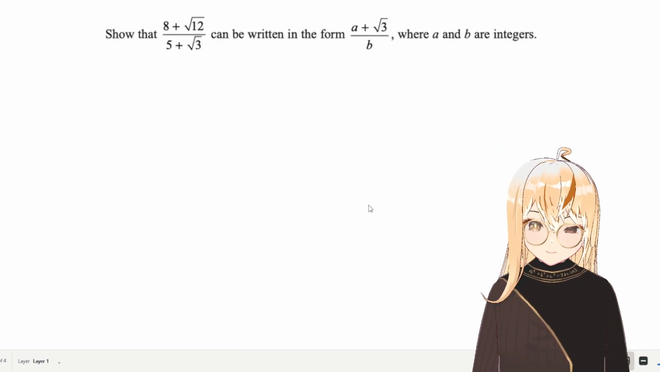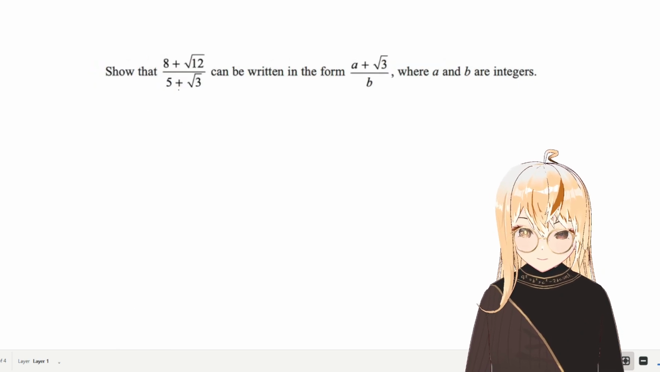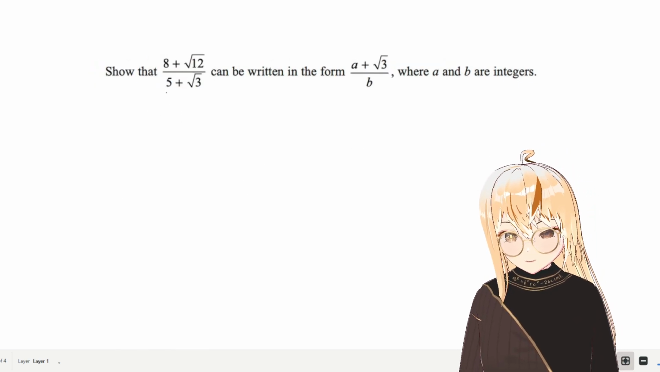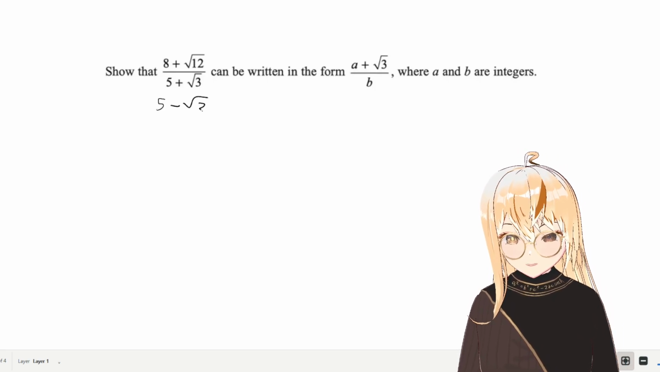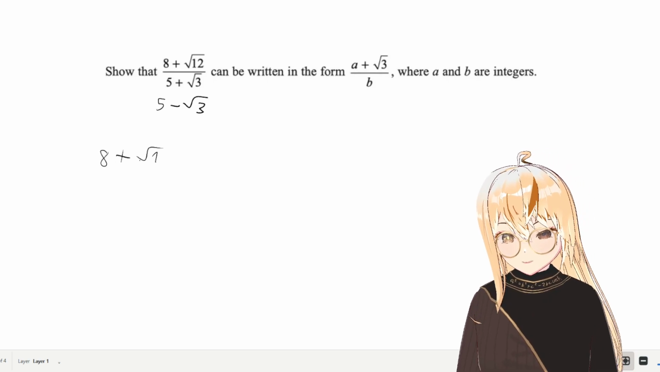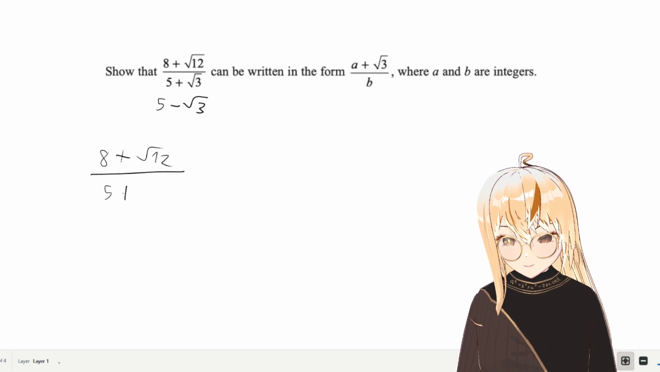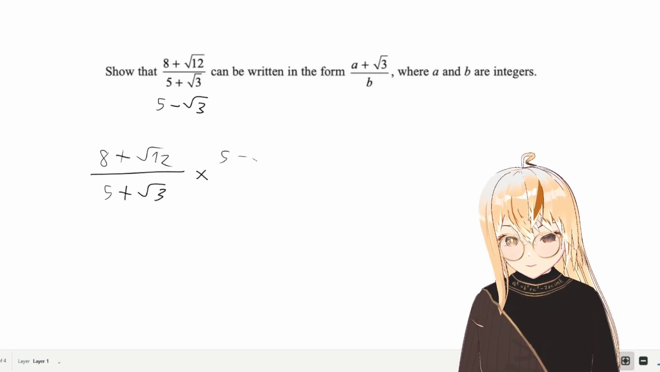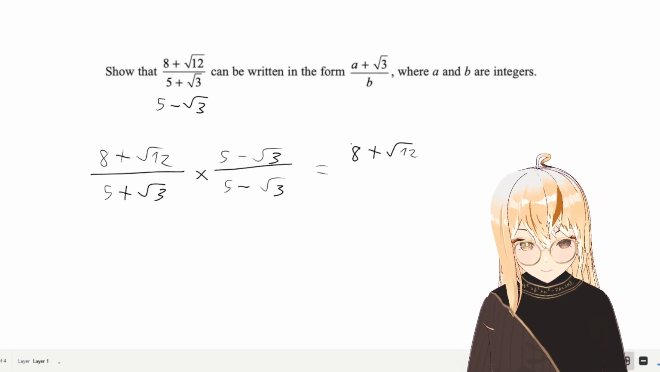So it's mostly the same idea here, but instead of the sign on the bottom being minus, we have a plus. So what we'll do is flip around the sign, as I said, we get 5 minus root 3 instead. I can just work through this easily, use what we've learned, 8 plus root 12, 5 plus root 3, multiply it by the opposite sign. I'll write it in the brackets.